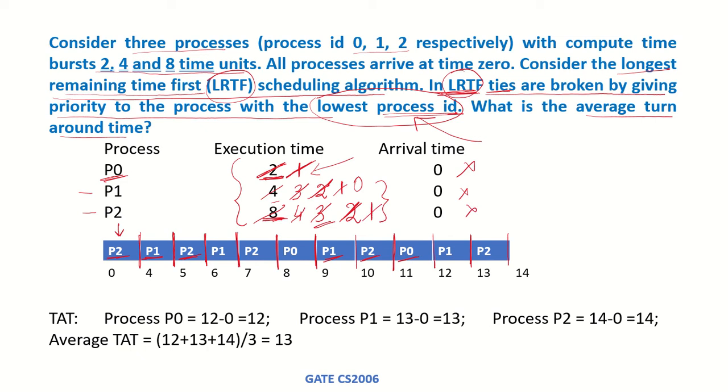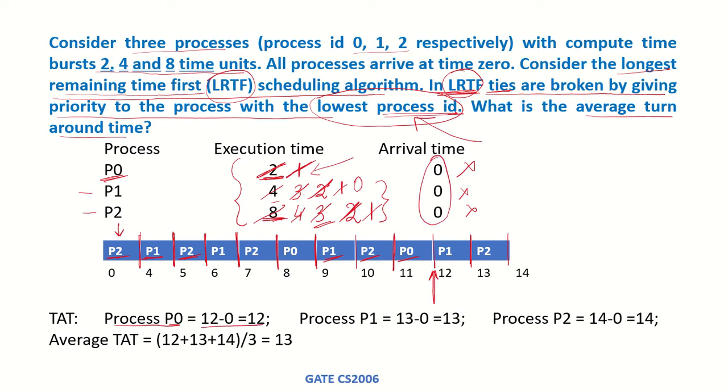So what is the turnaround time? Let's say for process P0, turnaround time is the time when it finished its execution minus the time at which it arrived in the system. So if we check for process P0, it finished its execution at time unit 12, and all of these 3 processes had arrived in the system at time 0.